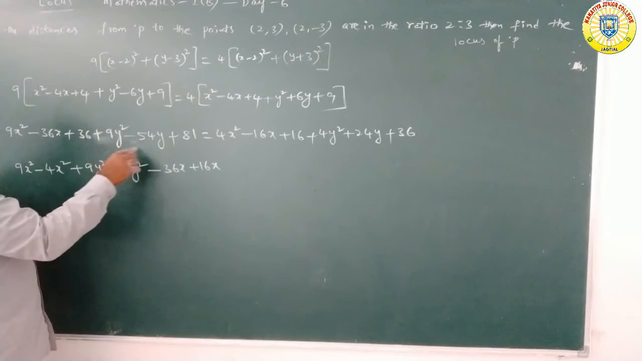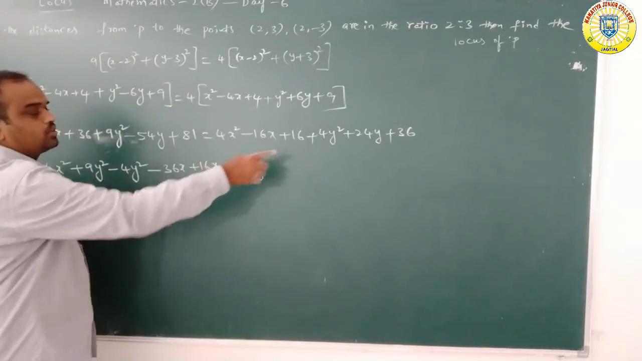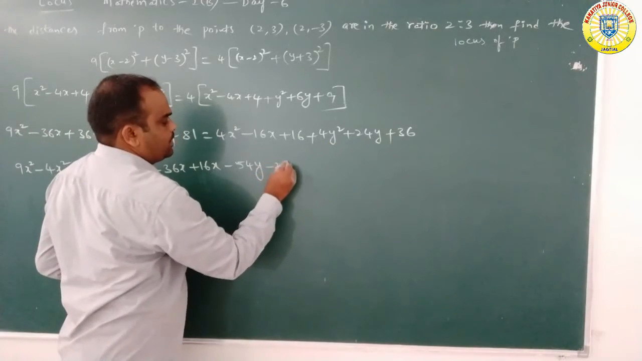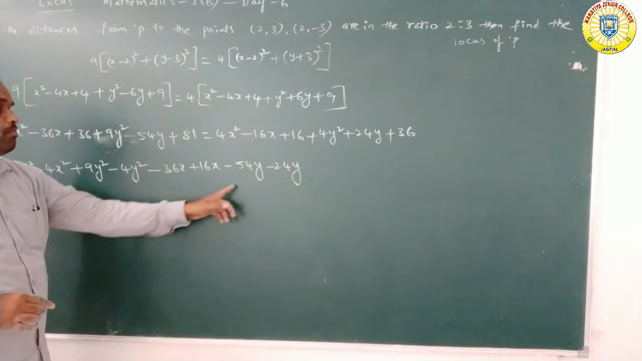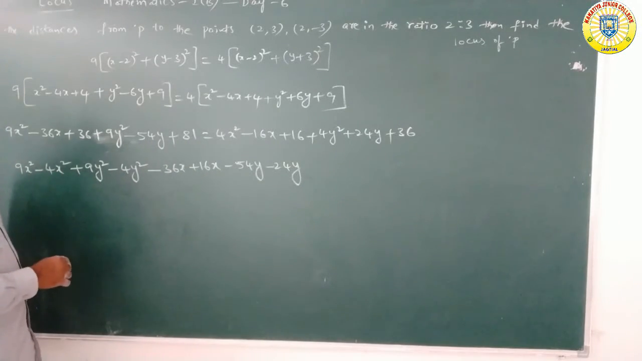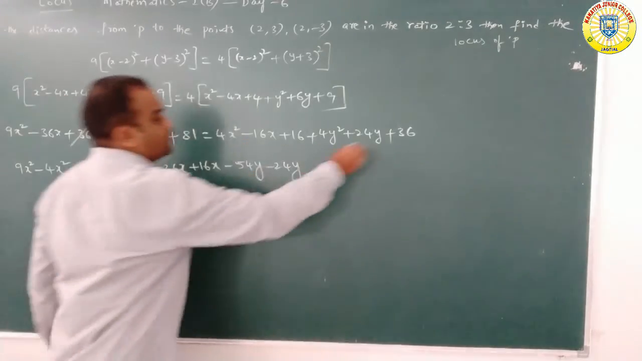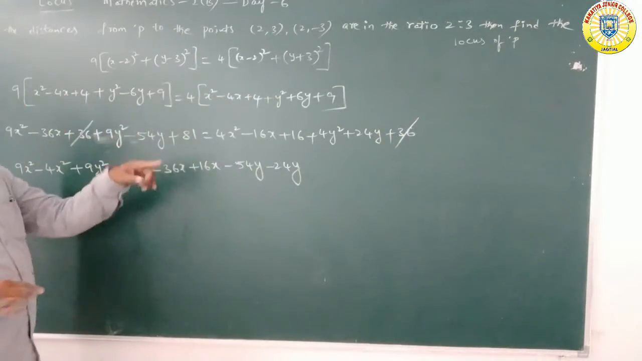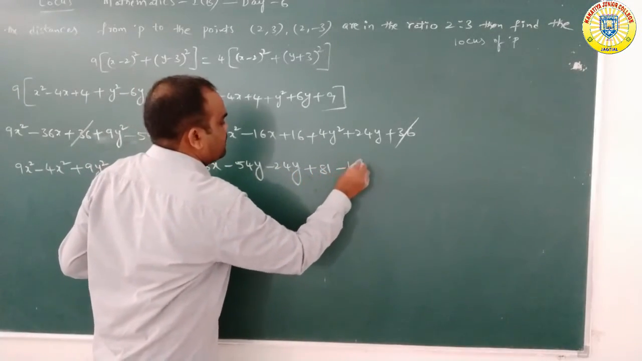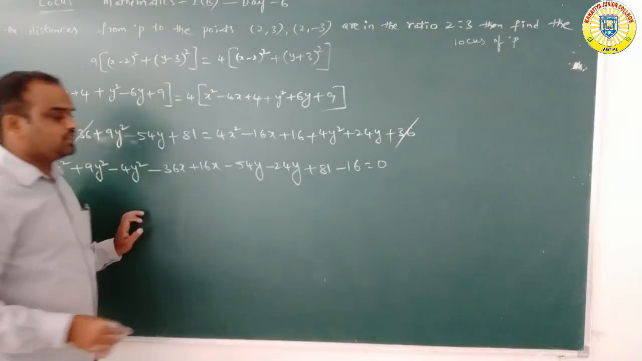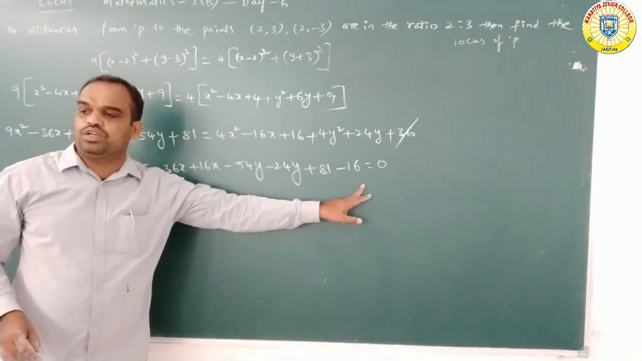Next the y terms: minus 54y, and the plus 24y on the right side goes to the left as minus 24y. Thereafter we simplify: 36 on the left and 36 on the right cancel. The remaining constants are plus 81 minus 16 is equal to 0.